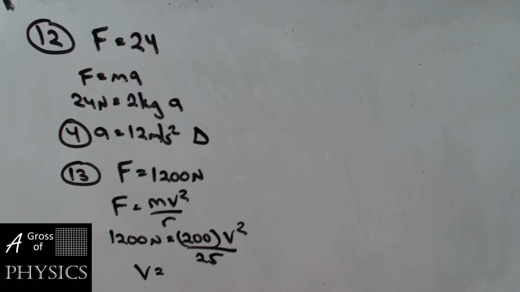1,200 times 25 divided by 200, and the square root, 12.25. So closest number, so 12.25, which is 2.